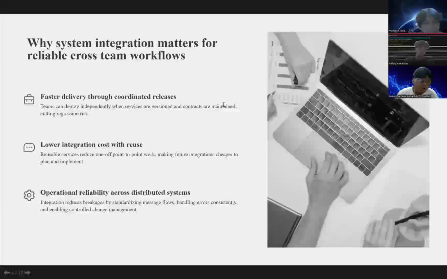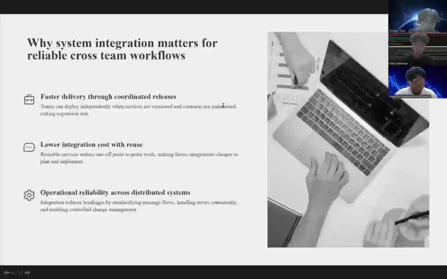And now, why system integration for reliable workflows? So as you see, there are 3 points that we need to consider to enable a system integration. And why does it matter? The first one is faster delivery, the second one is lower integration cost, and the third one is operational reliability.